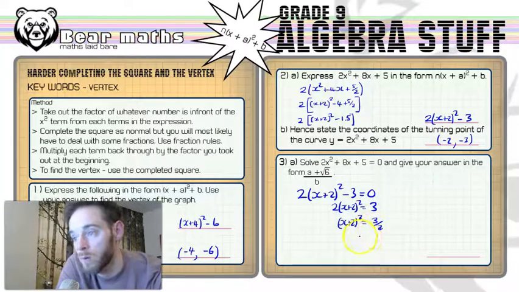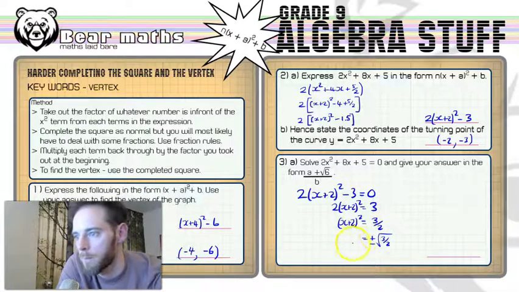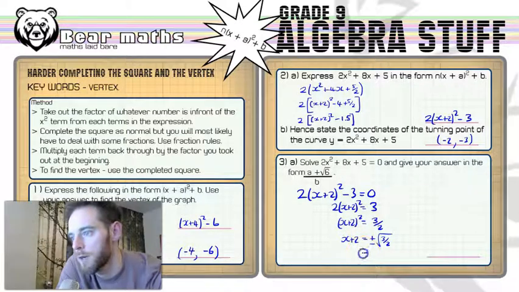And this is the bit where you're going to square root. So square root gives us 2 solutions, positive and negative, root 3 over 2, and that's x plus 2. And then we're going to take away the 2.